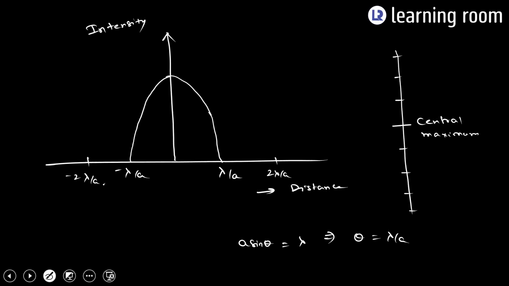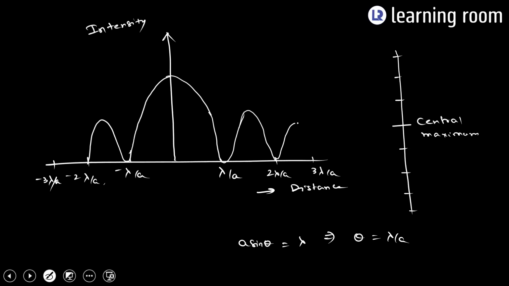So where is the first secondary maxima formed? It is exactly at the midpoint of these two. So that is 3 by 2 times lambda by a. Again the intensity will increase, but no, intensity is not half. Don't get confused. I never told intensity is half, only the width is half. It keeps going like this and comes down. Makes sense? So here you have 3 lambda by a and minus 3 lambda by a.